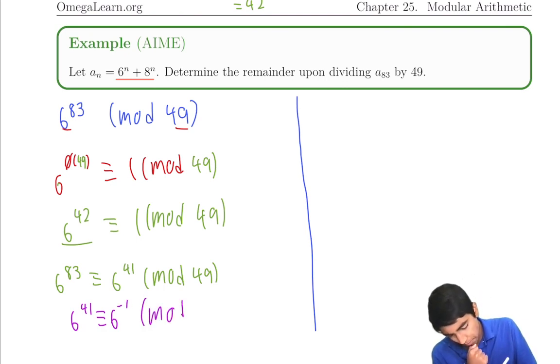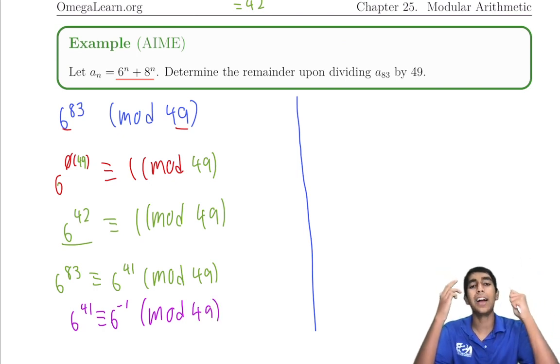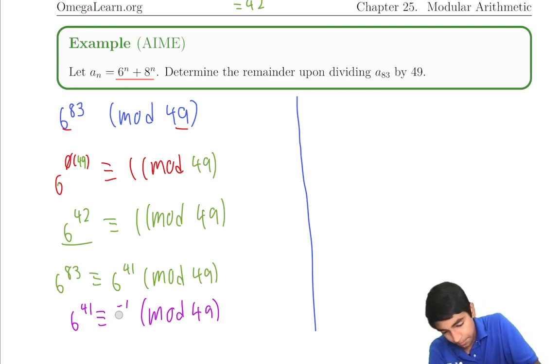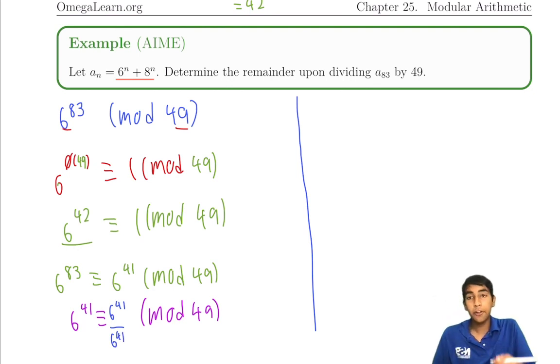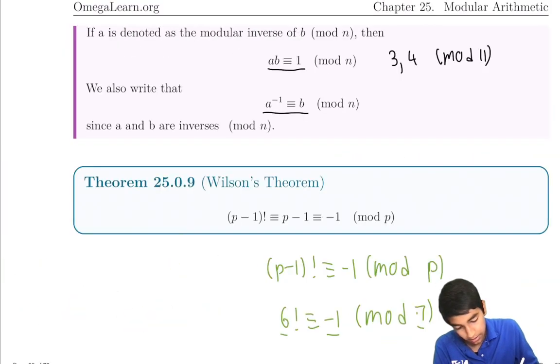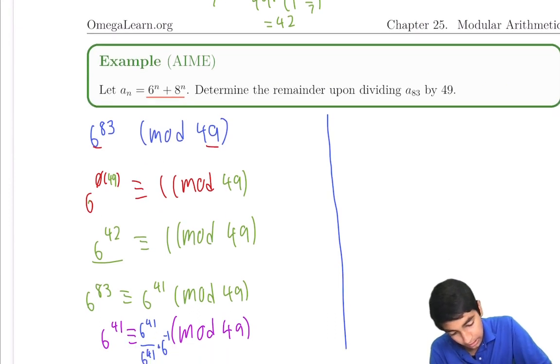Now, you might be confused here and wonder, 6 to the negative 1 is 1 sixth. How can you take that mod 49? That's not even an integer. Well, the key thing here is that essentially we're saying 6 to the 41 divided by 6 to the 41, but we can't divide by another 6. So instead, we just multiply by its modular inverse. Its modular inverse is a number B such that AB is 1 mod n. So the modular inverse of 6 is a number B such that 6B is 1 mod 49.